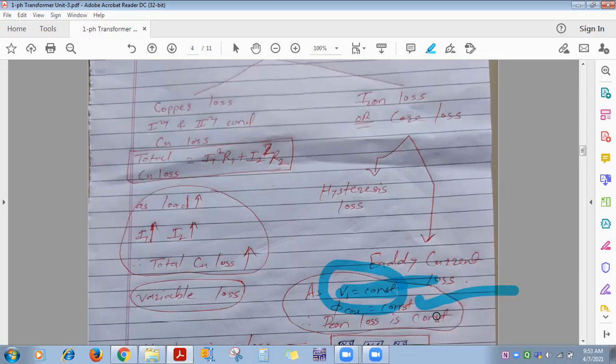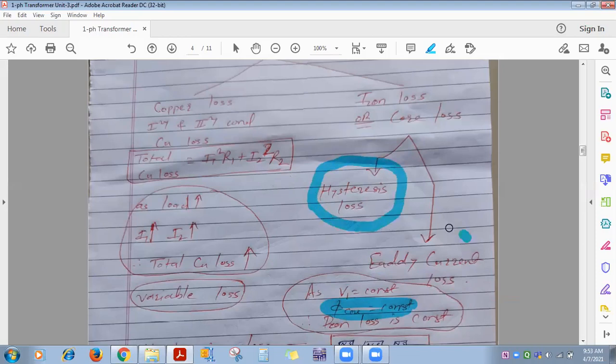Okay, why it remains constant, flux in the core, will soon explain to you. Right now you consider flux in the core remains constant. Now see, first of all, we'll see hysteresis loss and eddy current loss.